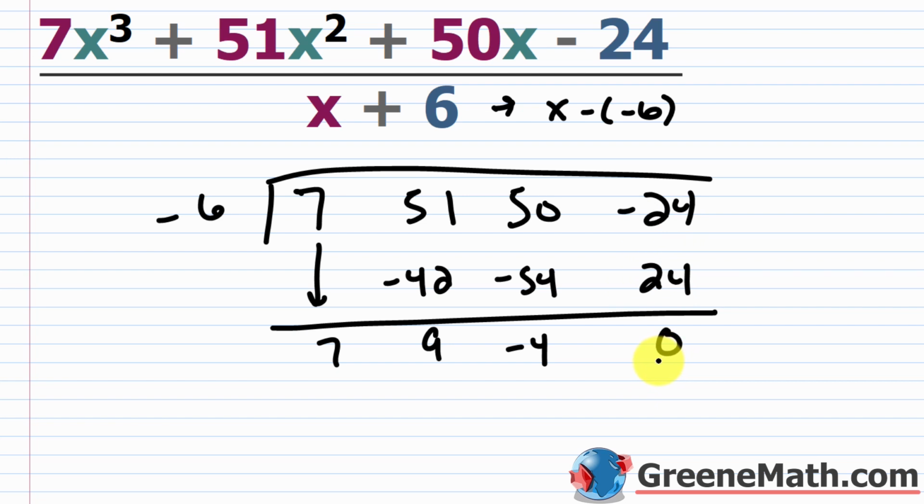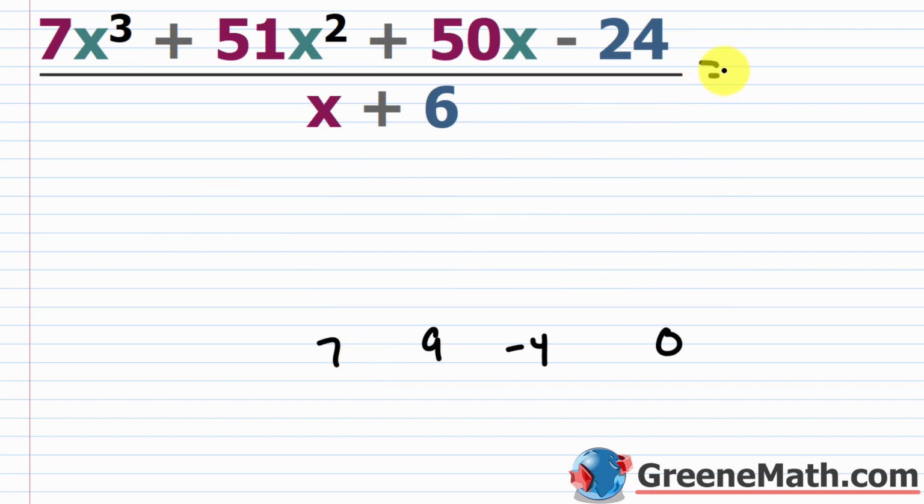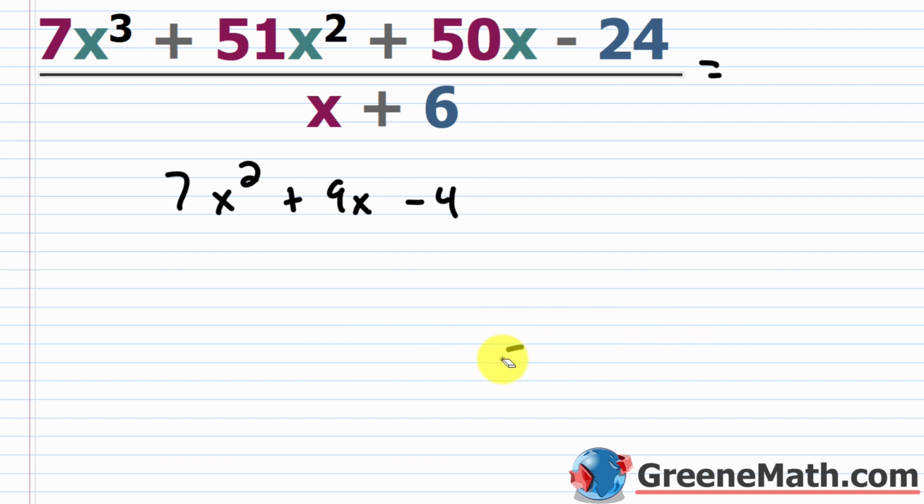So no remainder. And again, if this exponent here is a 3, then this guy is going to be x squared, right? So this is going to be 7x squared. Let me just erase all this. I'll put equals, and we'll have 7x squared, and then plus our 9x, and then minus 4. And of course, the remainder here is 0. So that's your answer, 7x squared plus 9x minus 4.